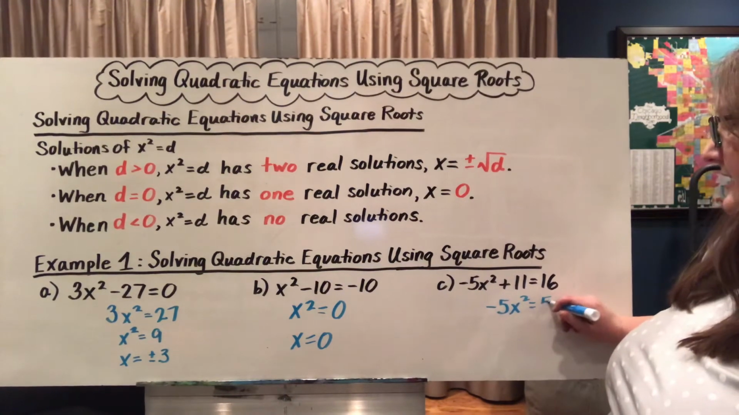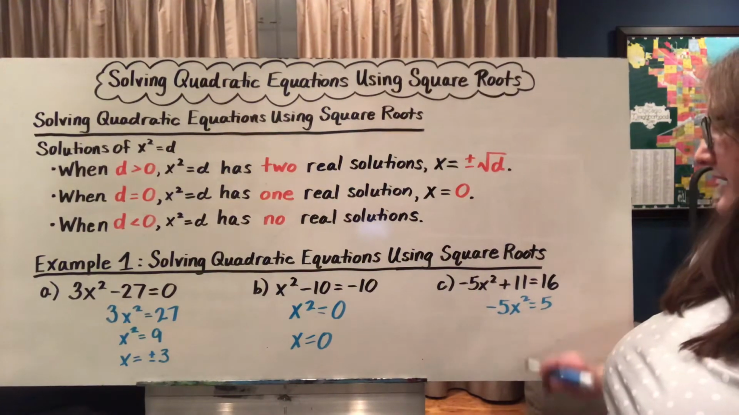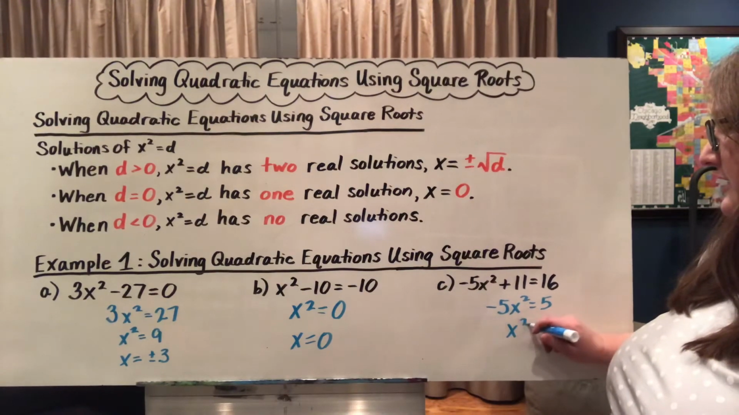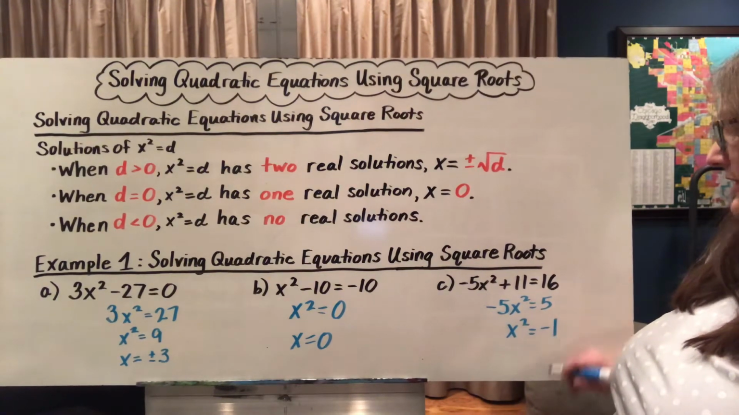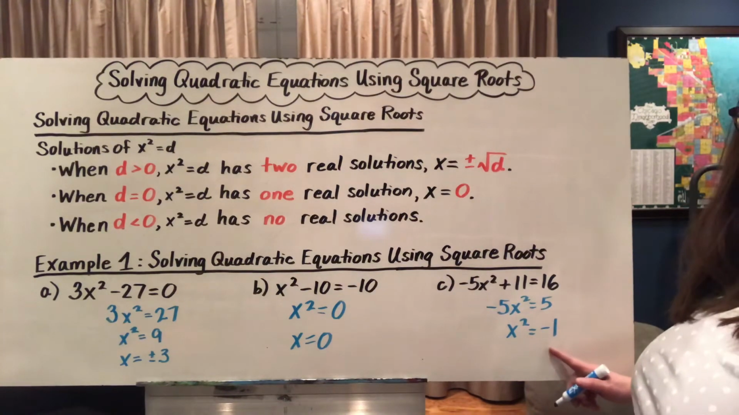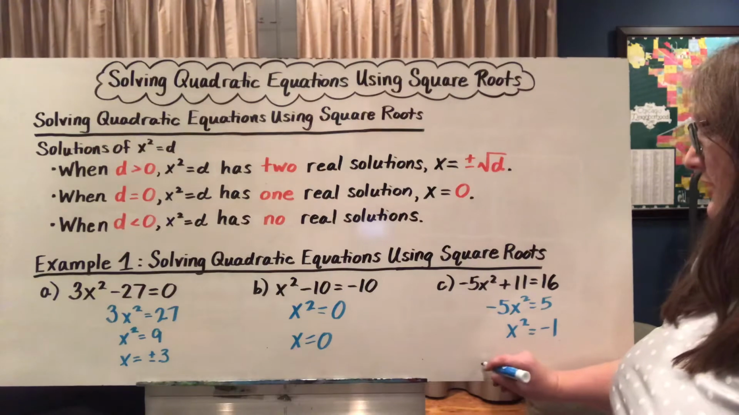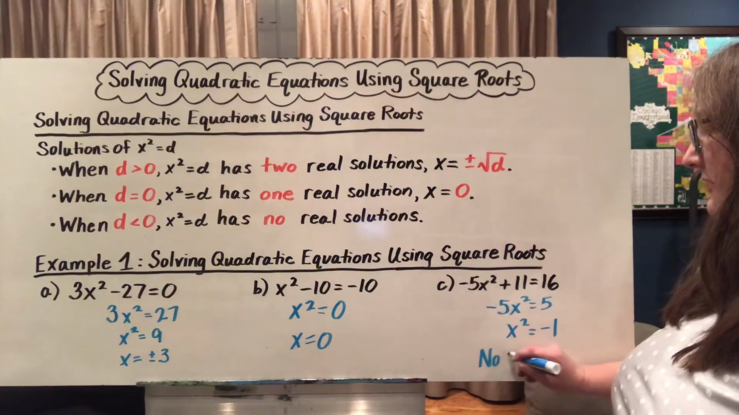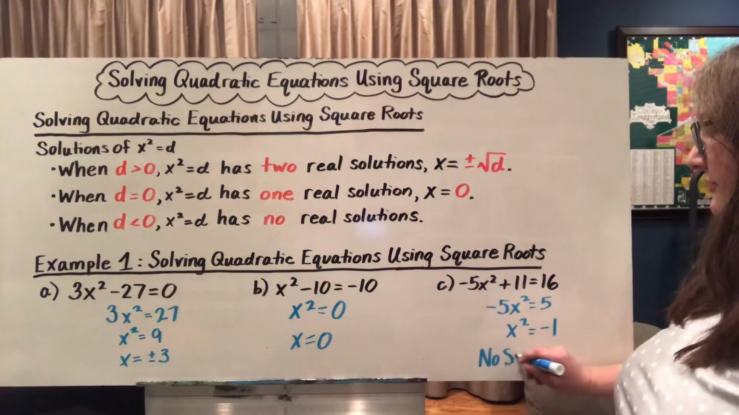In this case, if I subtract 11 from each side, I'm going to get negative 5x squared equals 5. And now if I divide each side by negative 5, I get x squared equals negative 1. Now there's no way for a squared number to give us a negative solution here. So there are no values of x that are going to work here. So we have no solution.